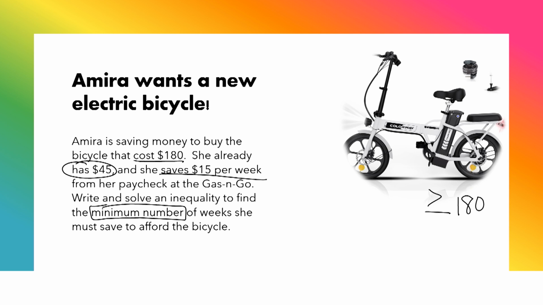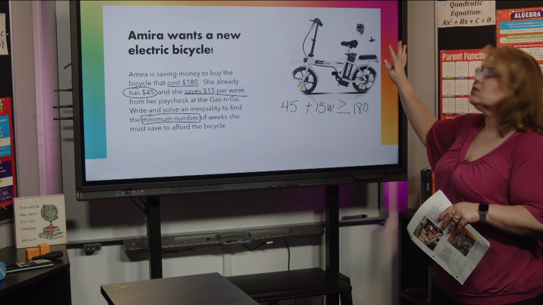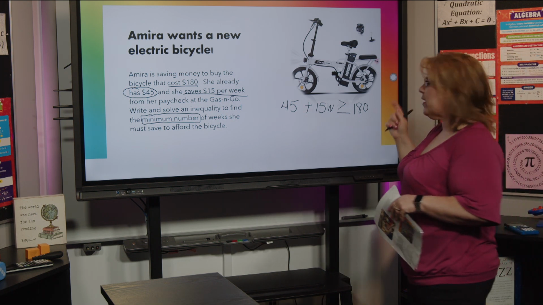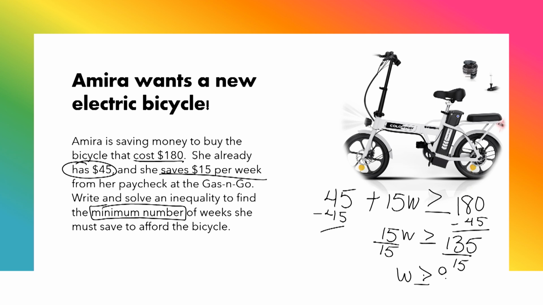Now, I already know that we have $45. It says that she has $45, and she's going to save $15 each week. So if I put those together, I should be able to find out how many weeks. So let's go ahead and look at the math. Here we go. So the first thing I'm going to do is subtract my 45 on both sides. And I have my 15W is greater than or equal to 135. I'm dividing by that 15. So my W has to be greater than or equal to 9.